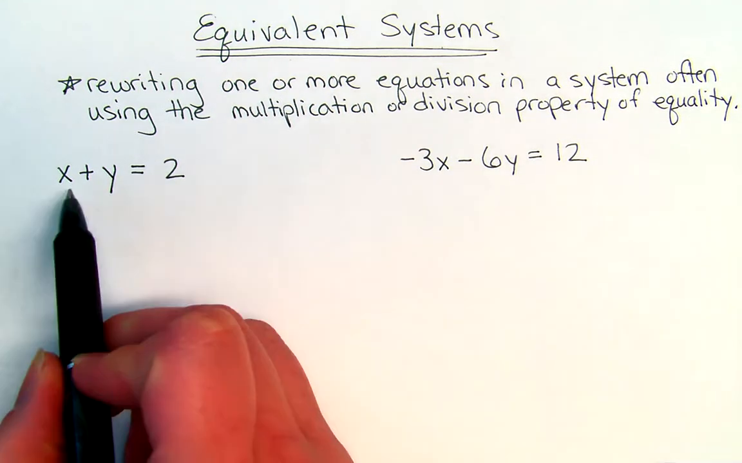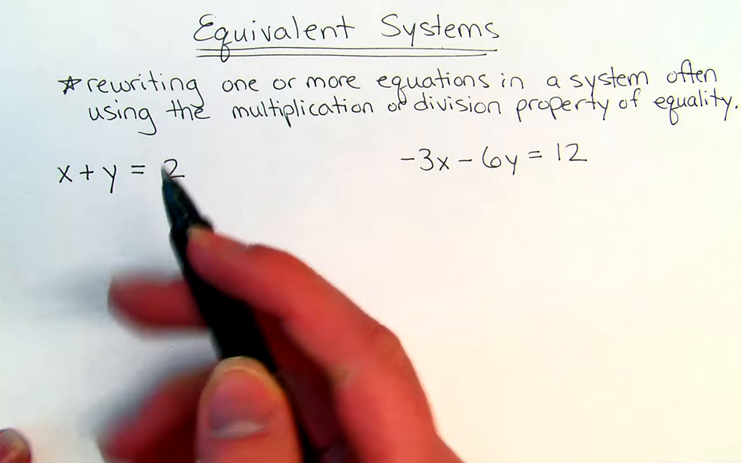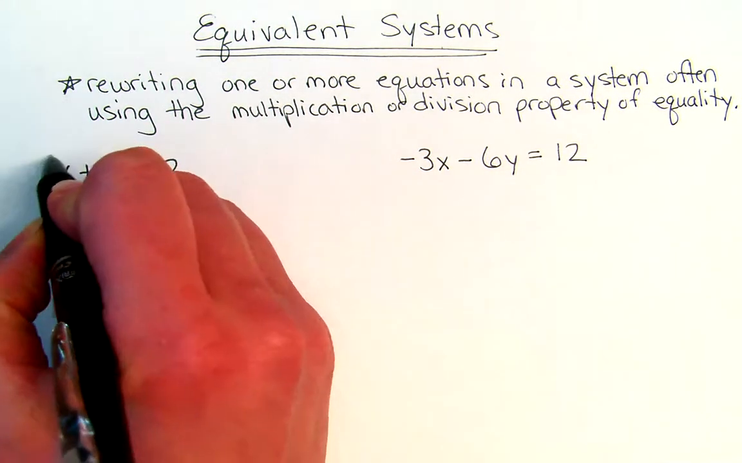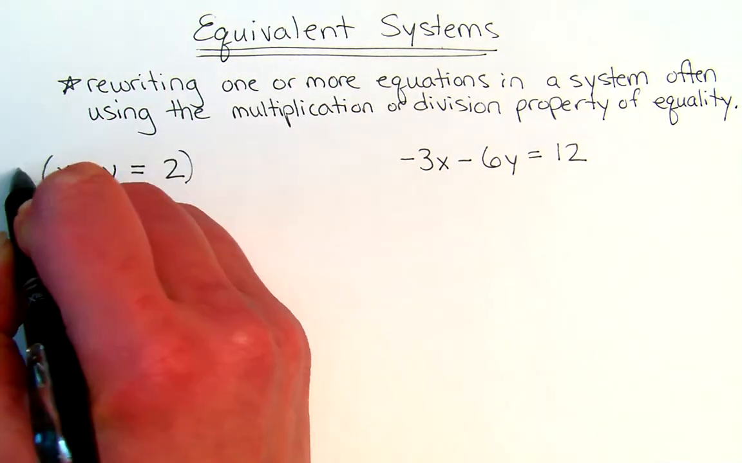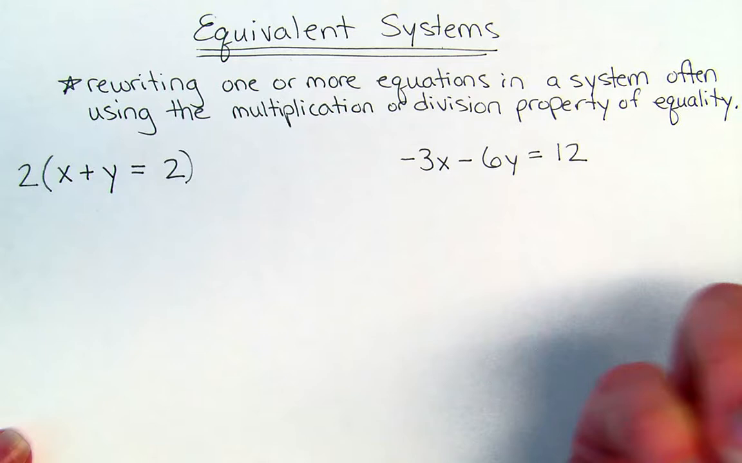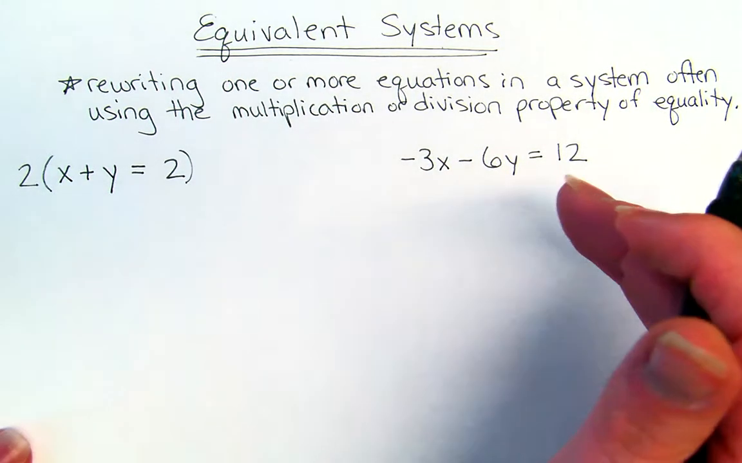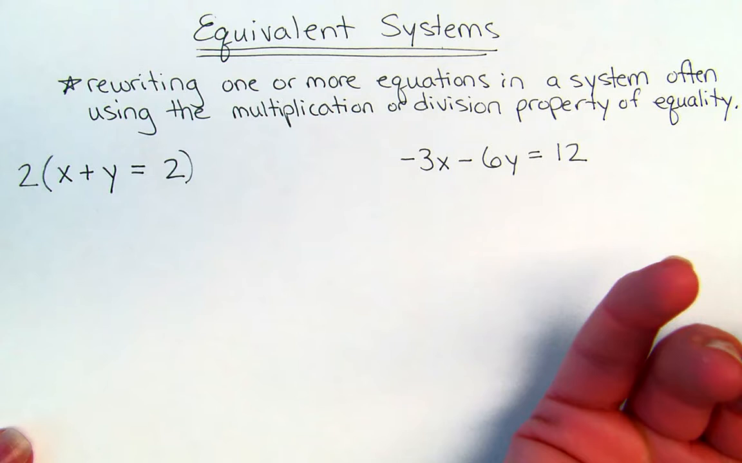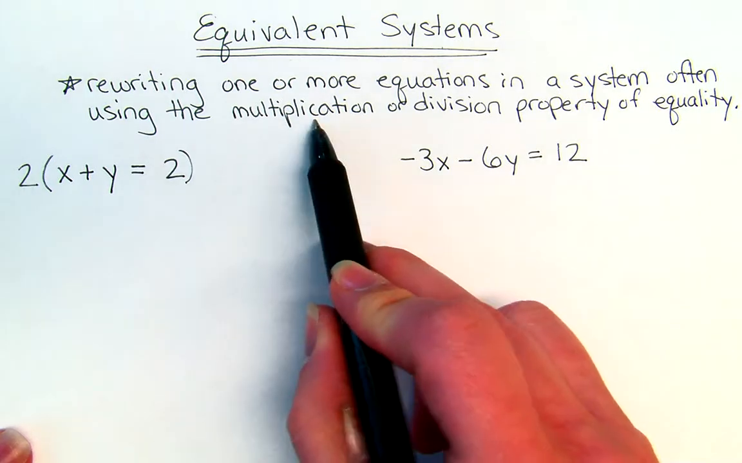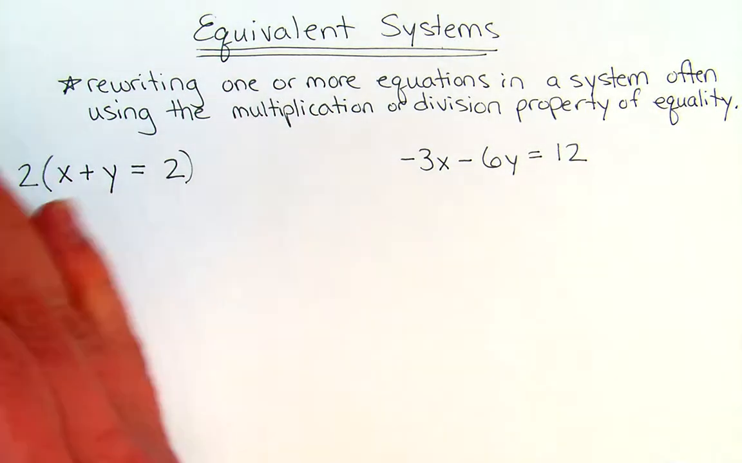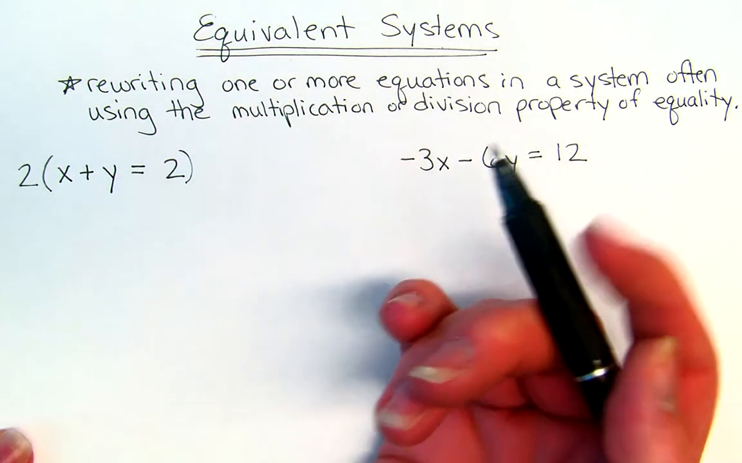So if we take this first equation here on the left, I'm going to multiply the entire equation by 2. Okay, so it's kind of like an extended distributive property because I'm multiplying the entire equation by 2, meaning both the left and the right side, which is why we call it the multiplication property of equality, because whatever I do to the left, I must also do to the right.